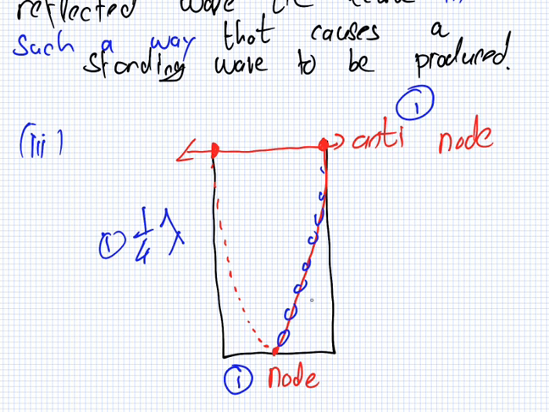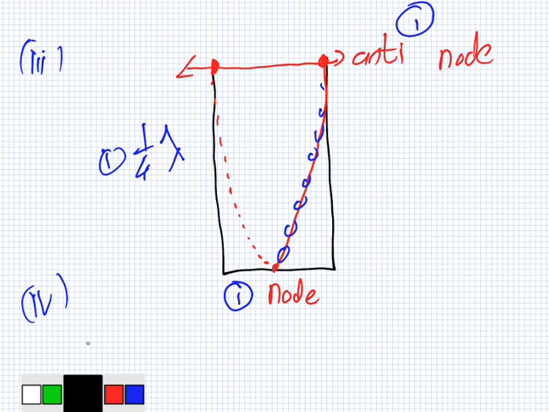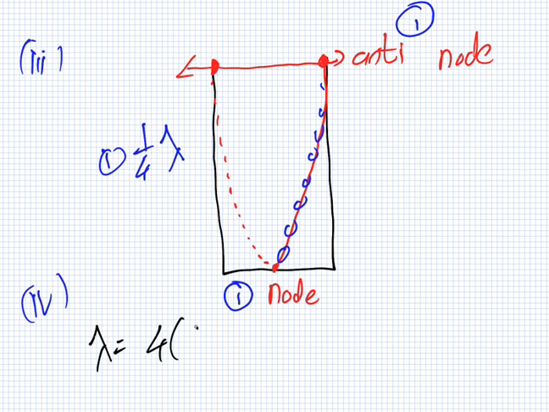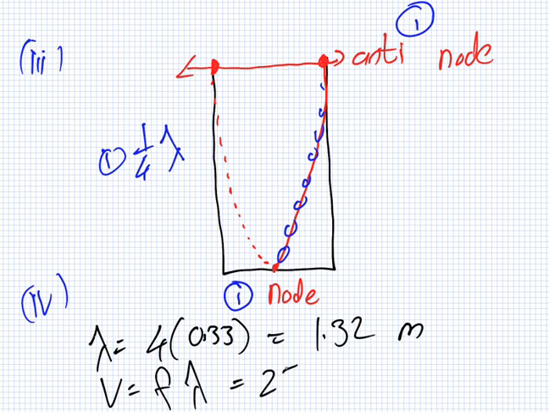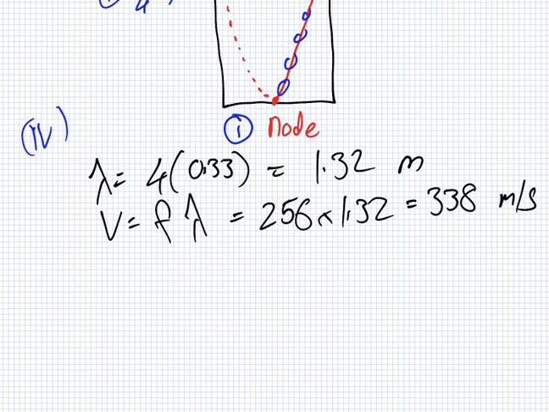Okay, if the length is 0.33, what's the velocity of sound? Okay, so that's now where we use the formula with the 4 in it. The length will be 4 times 0.33, the wavelength, which is 1.32, and v equals f lambda, which will equal 256 times 1.32, so that is 338 meters per second. Okay, so that's part B done, so now on to part C.